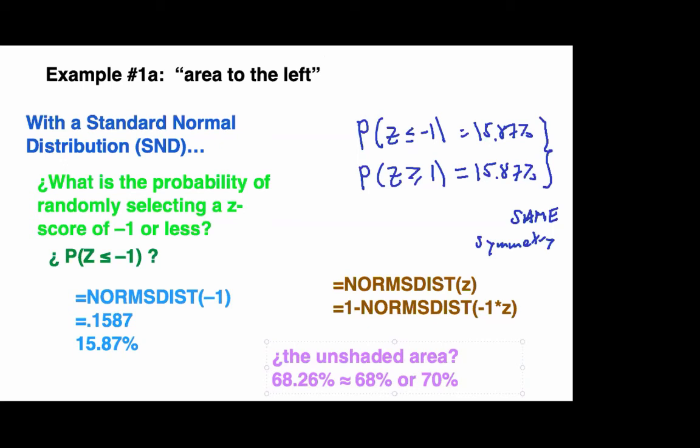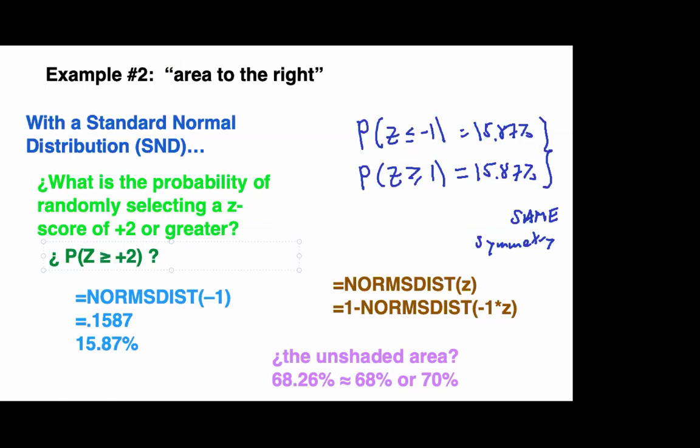Now let's focus on a problem attending to the area to the right of a given value. We just did a problem focusing on the area to the left. Our new problem focuses on the area to the right. We are still working with a standard normal distribution. What is the probability of randomly selecting a z-score of positive 2 or more? Mathematically, that is asking the probability of 2 or greater.